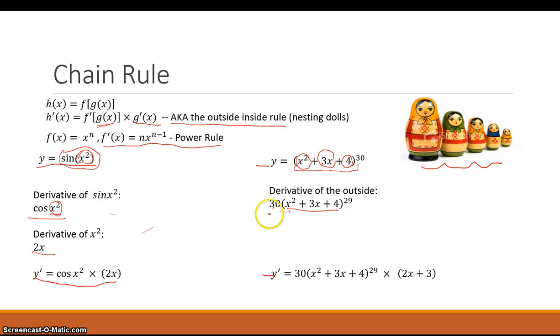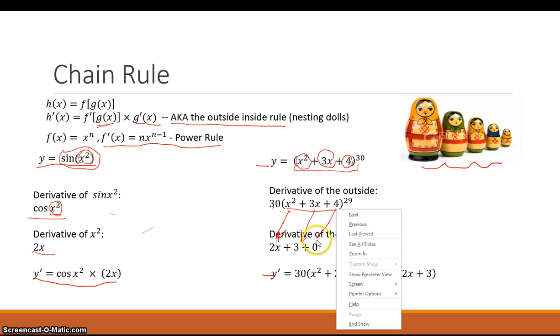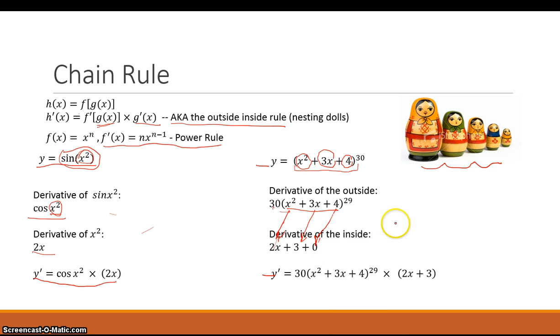Now you want to look at the inside. We have the derivative of x squared is just 2x. The derivative of 3x is just 3. And then the derivative of 4 is just 0. There. Now, you can take this as the quantity of these terms. Take the quantity of those terms, and then you multiply them together and simplify.